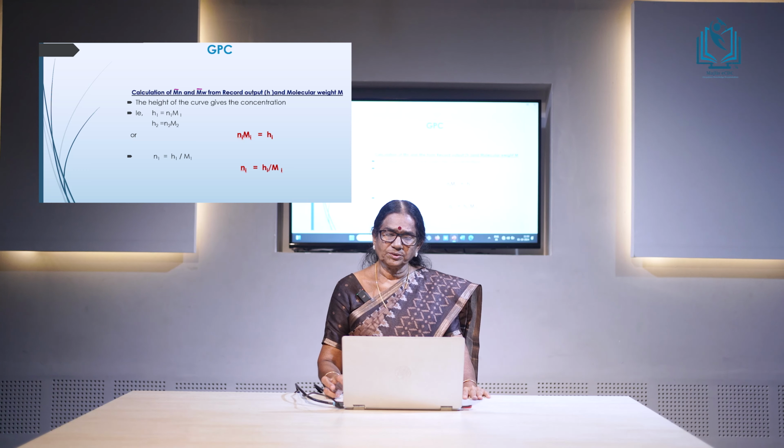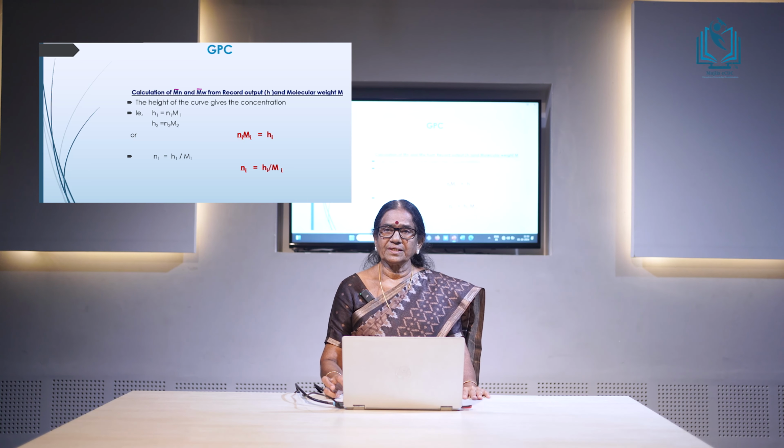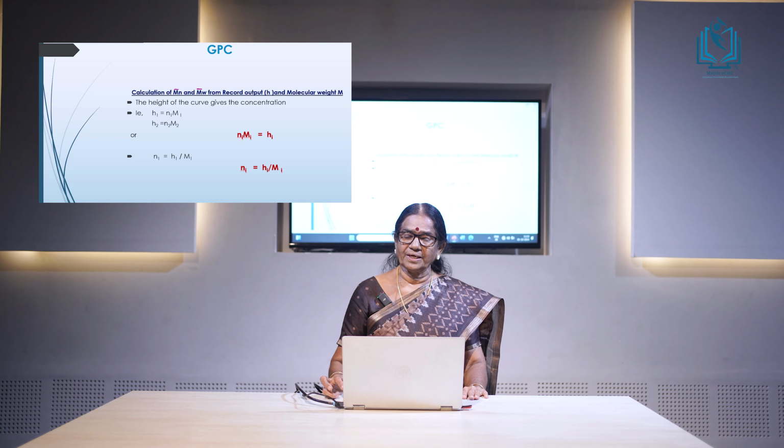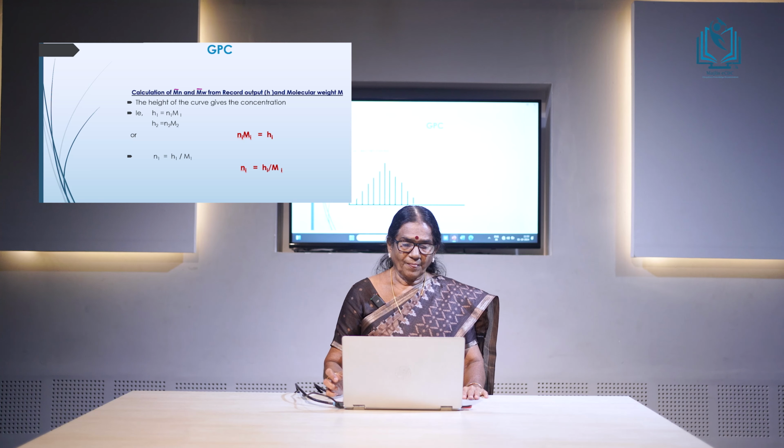On the y axis we have taken C, that is the record output from the refractometer, and here we have taken VE, the small elution volumes collected each time. Now, for calculating the average molecular weight, the number average Mn bar and the weight average Mw bar: from the record output we have H, the height of the curve, that is C. The molecular weight corresponding to that we get from the relationship between VE and M.